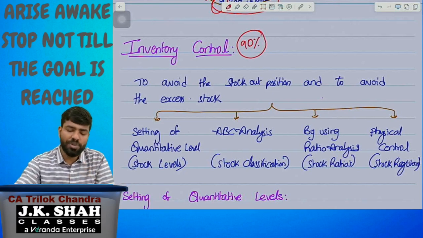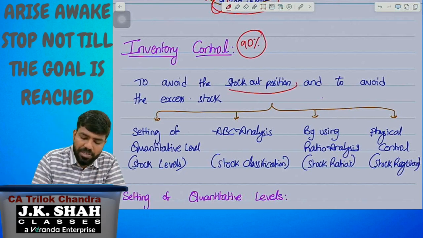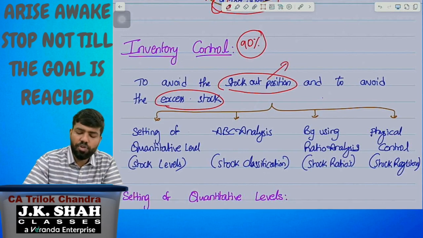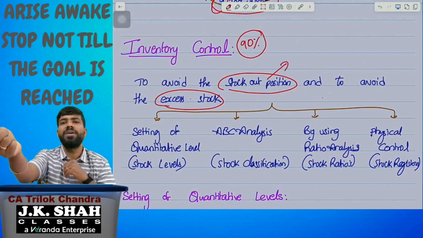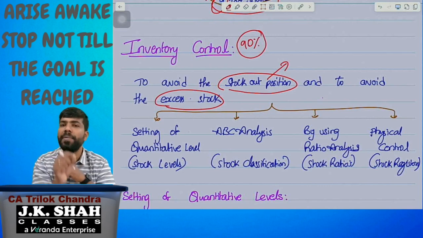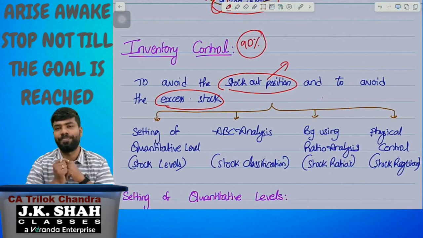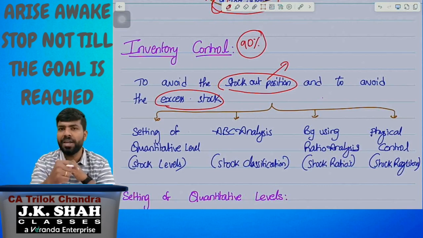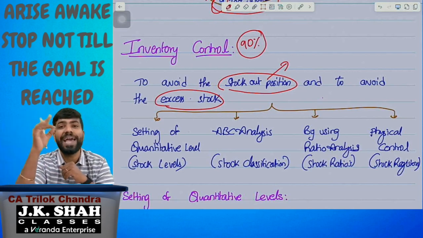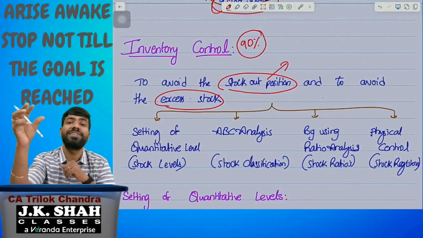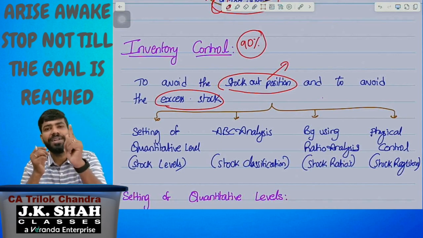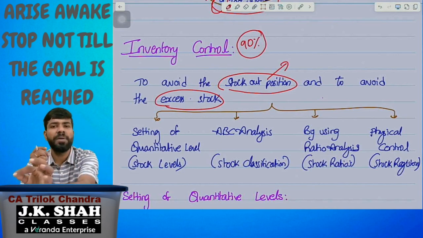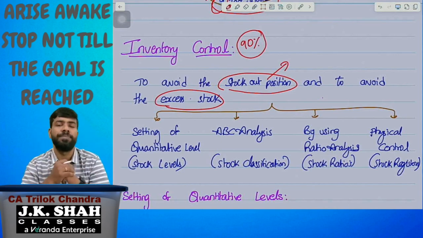The reason behind that, look at here. There should not be a stock out position and there should not be excess stock. If there is a stock out position, what is going to happen? Whenever the MRN is received, if the raw material is not supplied on time, it is going to impact the production of the product. Even if one type of raw material is not supplied on time, it is going to impact the entire production.